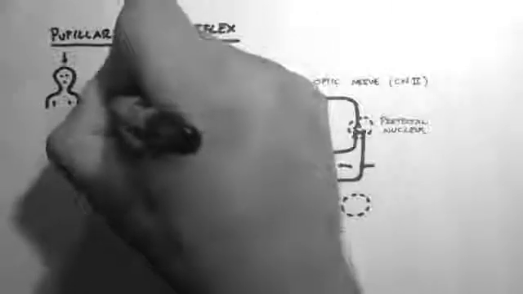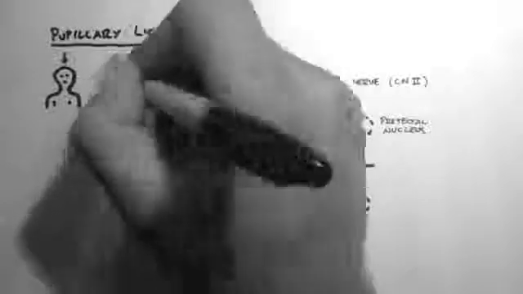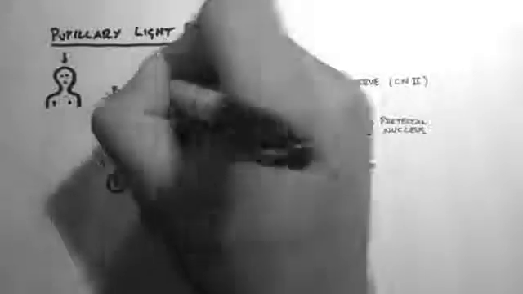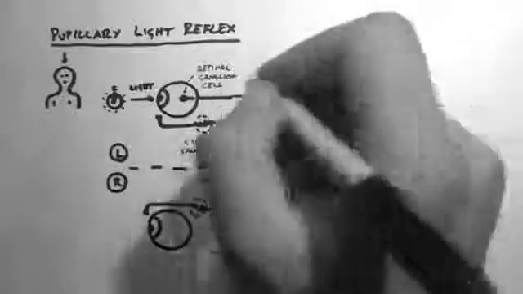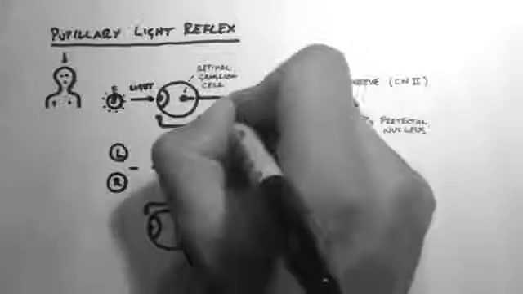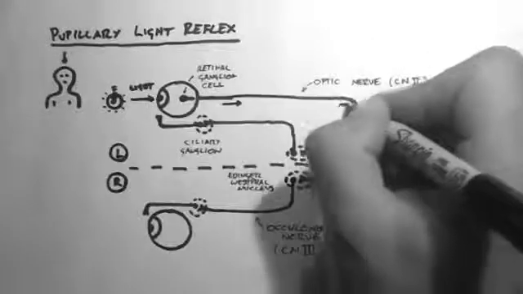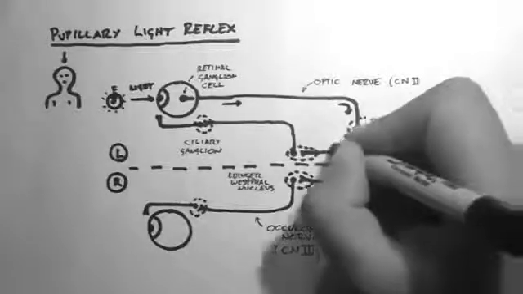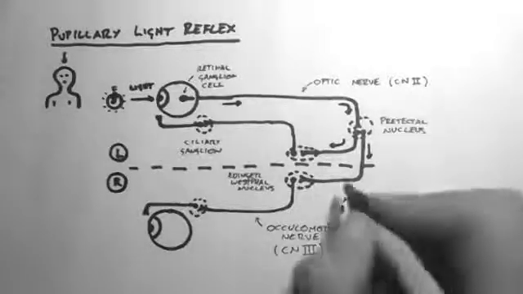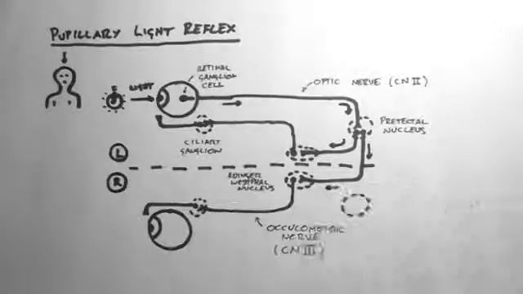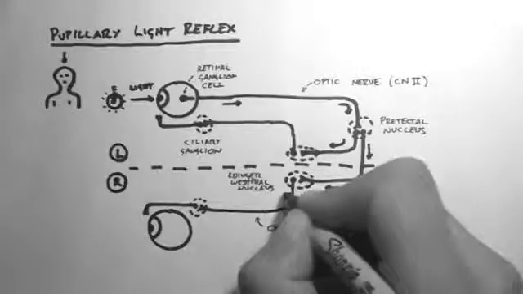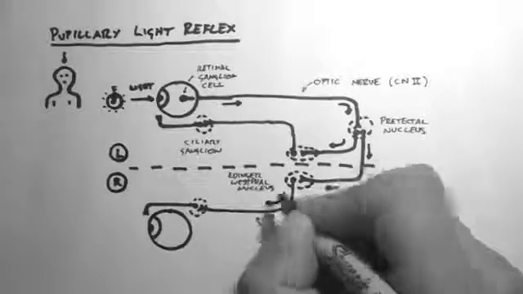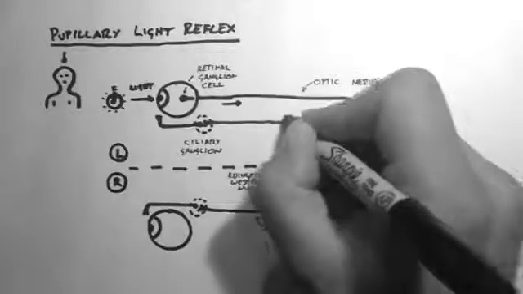Now, if light is shone in the eye from here, the photoreceptors send a signal to the retinal ganglion cell, which sends its signal down the optic nerve. This signal gets sent to both sides of the brainstem to the Edinger-Westphal nuclei, and then on to the ciliary ganglion on the ipsilateral side.